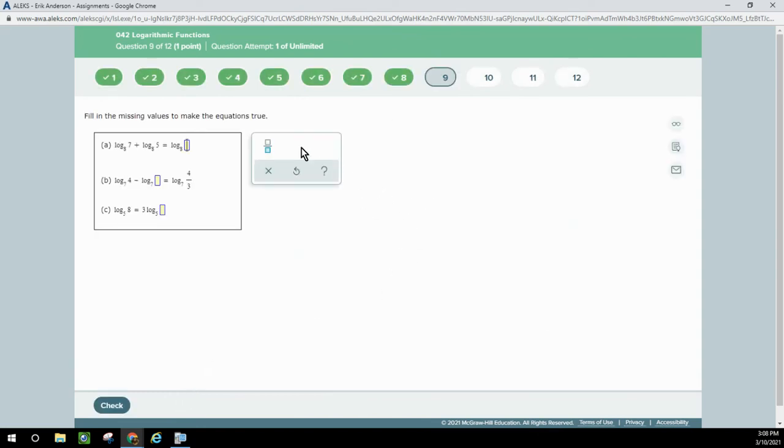Find the values to make these equations true. So we've got some properties of logarithms. So 7 times 5 is 35. When you add two logarithms with the same base, you multiply their insides. When you subtract, you divide. So log base 7 of 4 minus log base 7 of 3 would be 4 over 3. And we have this power rule. So if we're cube rooting it, that would be 2, because 2 to the third is 8.